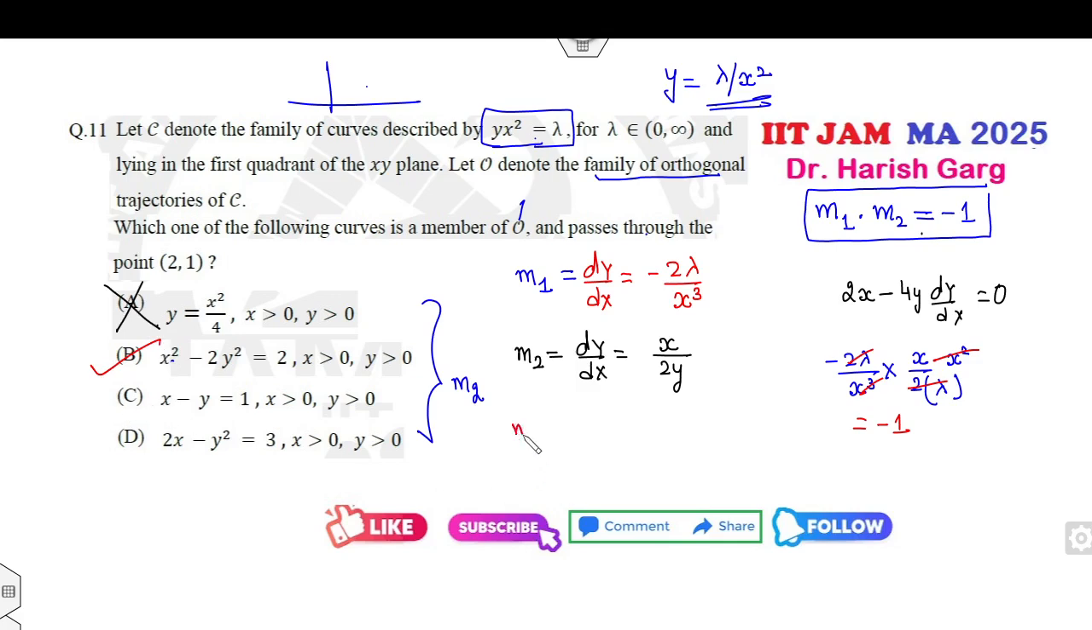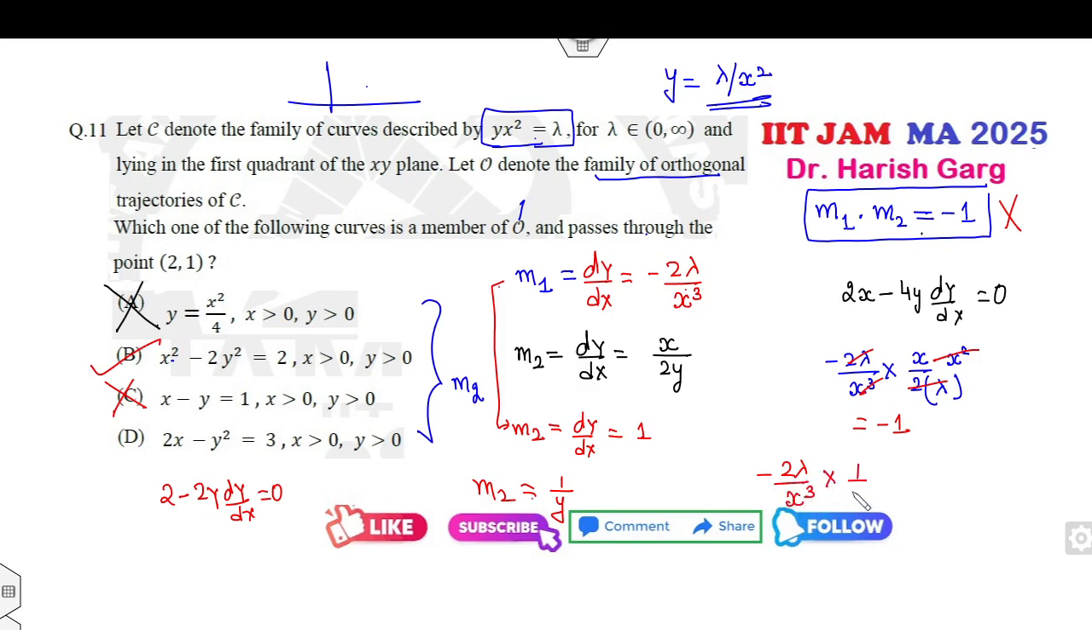Look at the third option. Can you find the value of dy over dx from the third option? It comes to be 1. And clearly the product of m1 and m2 is not satisfied. Similarly, for the last case, can you find the value of dy over dx? So m2 for the last option is 1 over y. If you multiply them, it will be minus 2 lambda over x cube into 1 over y. So I can substitute the value of y as lambda over x square. Clearly, which is not equal to -1. So the right option is only B, it is the right answer of the problem.